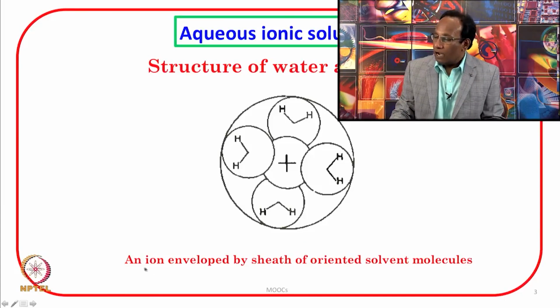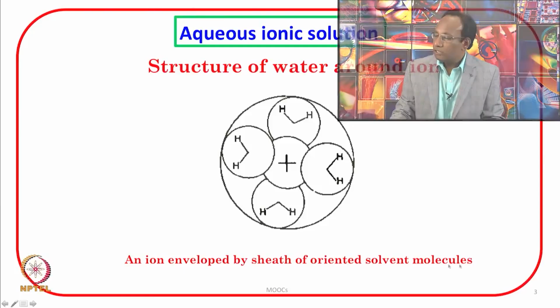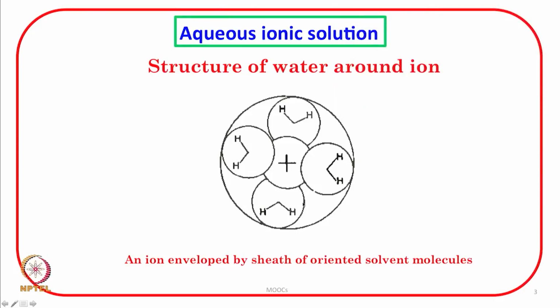So, that is why this is an ion enveloped by a sheath of oriented solvent molecules. This number of water molecules which lose their kinetic freedom to the central ion is called the primary hydration number. And obviously, this primary hydration of the central ion has affected the rest of the structure of water. And before we start connecting these disturbances in the structure of water with the thermodynamic parameters, let us discuss what happens beyond the primary hydration shell. Let us take a look at what happens beyond the primary hydration shell.